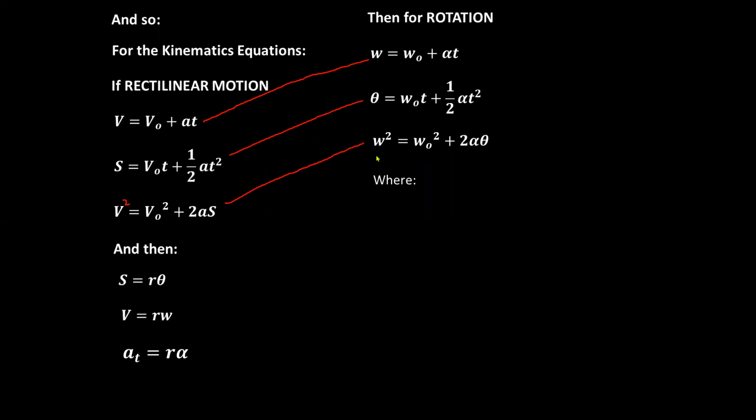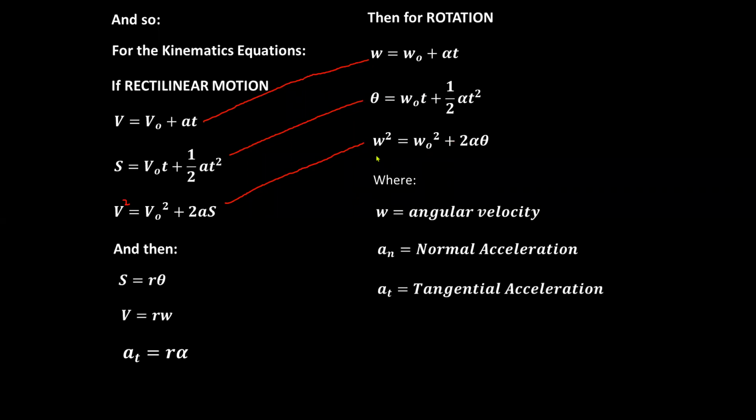Wherein, ito na ang ibig sabihin ng mga variables natin. Ang W, yun ang tinatawag natin na angular velocity. Okay? W, tawag angular velocity. AN, normal acceleration. AT, tangential acceleration. And yung alpha, we call it as the angular acceleration.